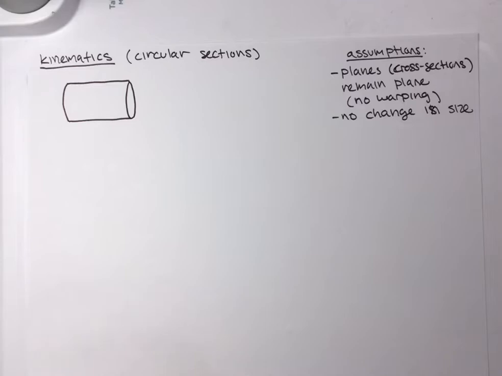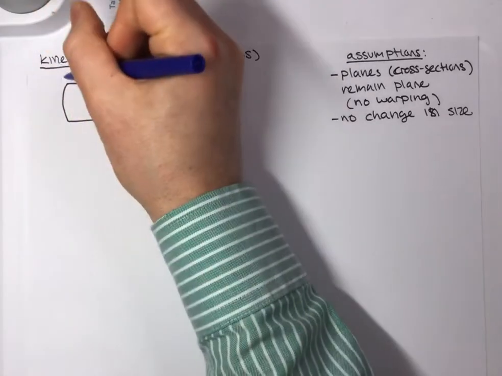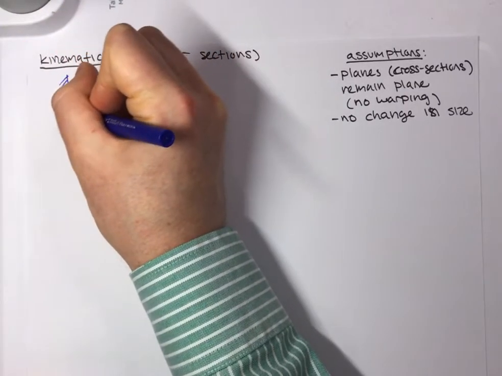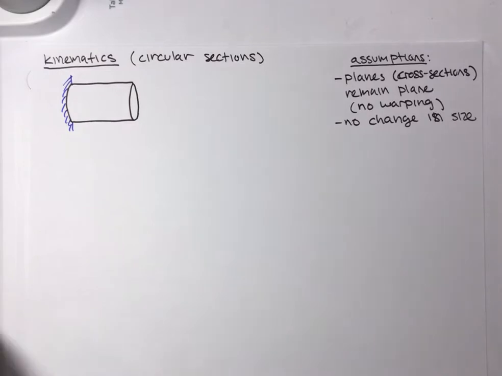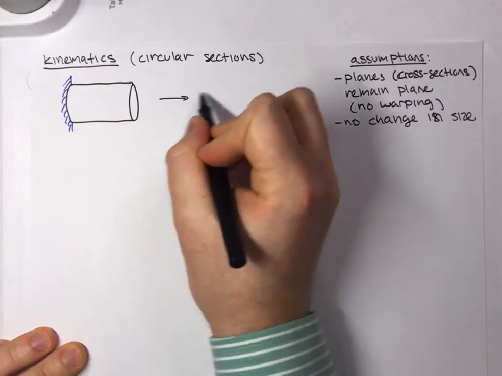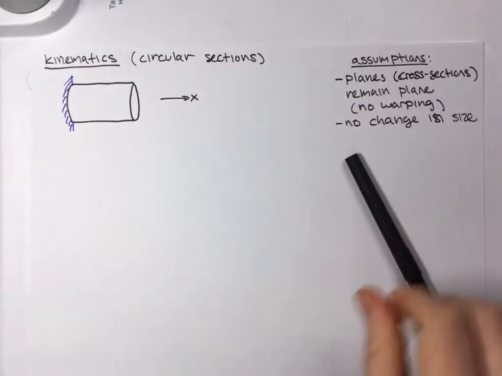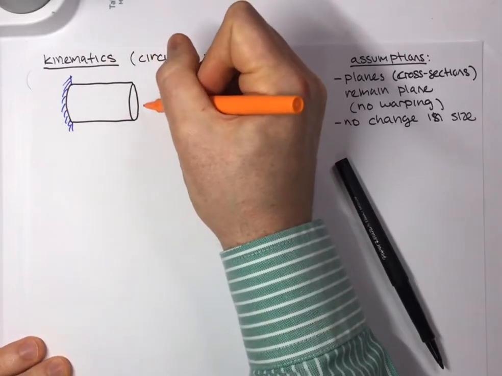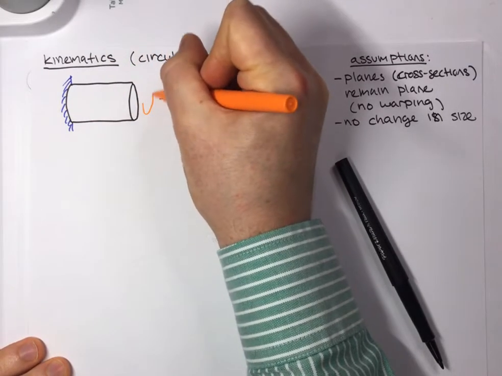So what does this look like? I'll grab a blue pen here. So what we're going to talk about is we're going to fix one end of this. So let's fix this guy down. We're going to have an axis here. So this is going to be X. And we're going to come into here, and we're going to apply some torque. So something like that.